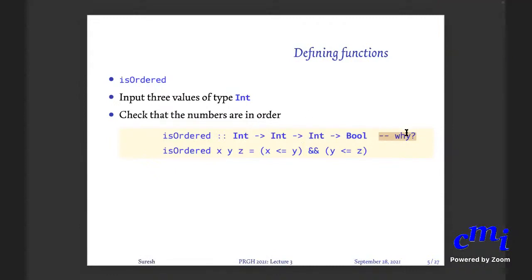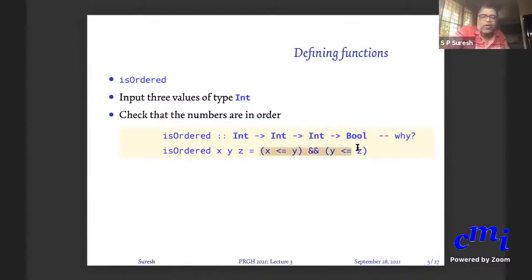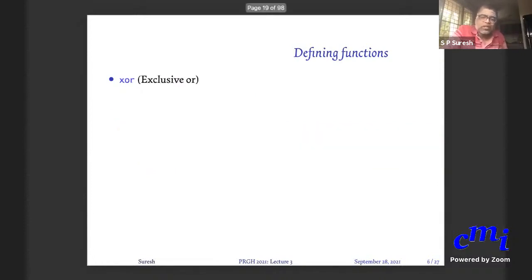Sir, is it because of the way it interprets the code? I mean, at first it compares X with Y and then Y with Z. Wait, I'll come to it. Right now think of it as taking 3 inputs and doing whatever it wants to do with the 3 inputs. X less than Y and Y less than Z. That's what this is. This is a simple function.